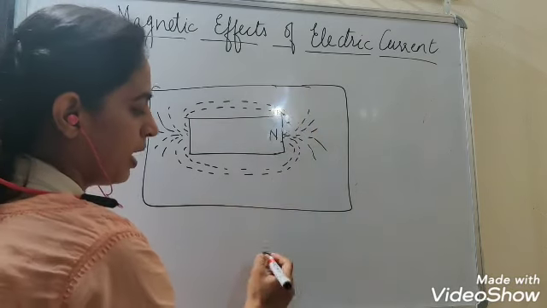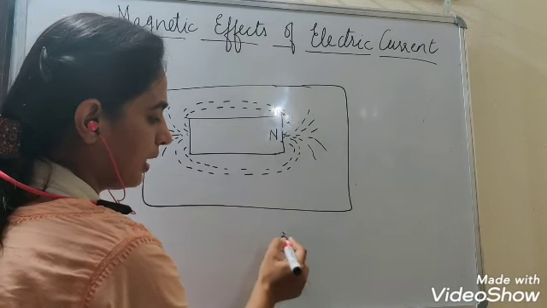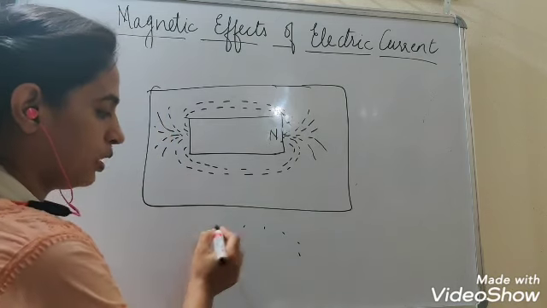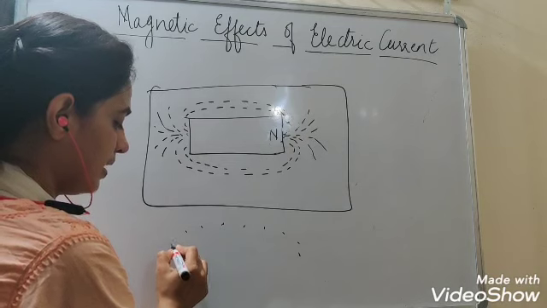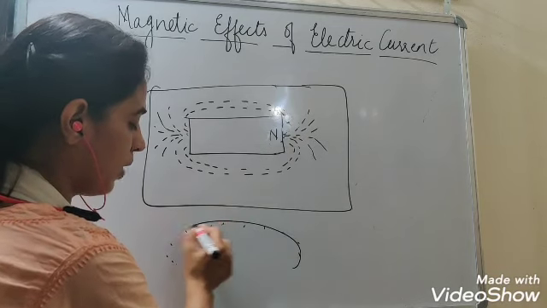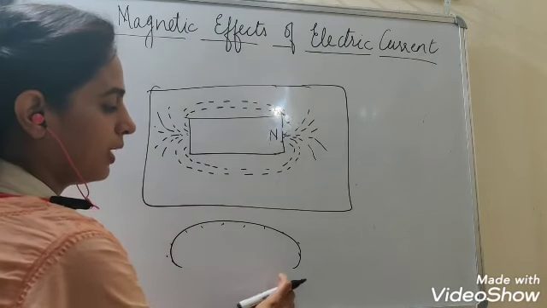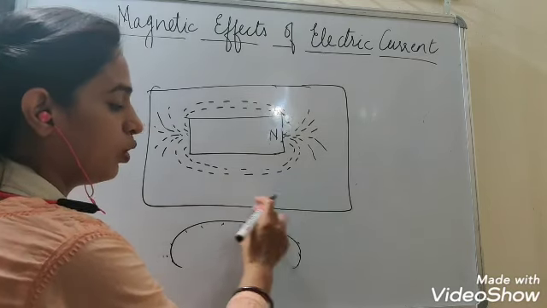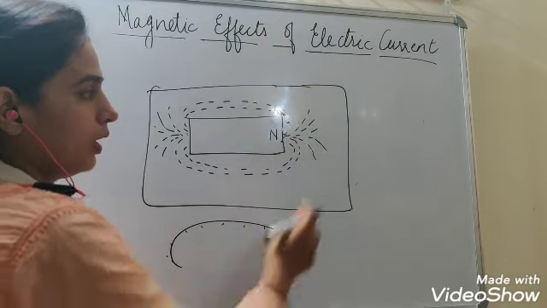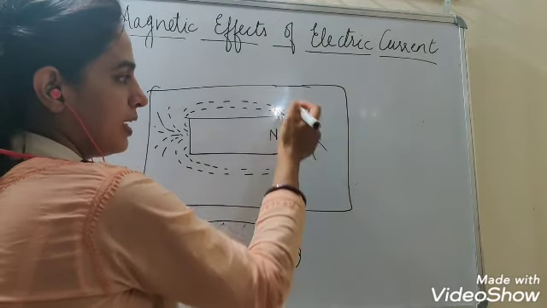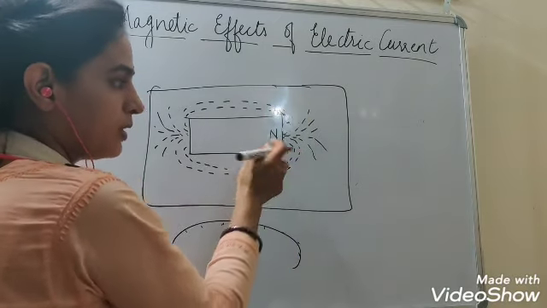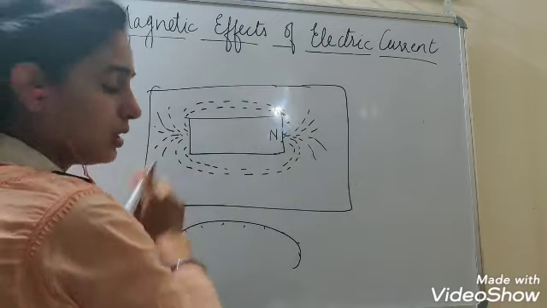And you go on marking these points like this, where the north pole of the needle gets aligned, and this is how you get one line of the magnetic field. And also you get the direction: wherever the north pole of the needle aligns itself, that side is the north pole, and the opposite side will be the south pole.